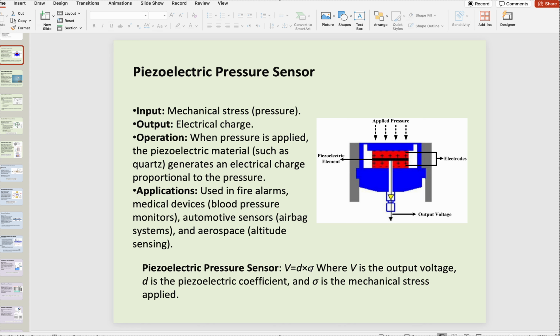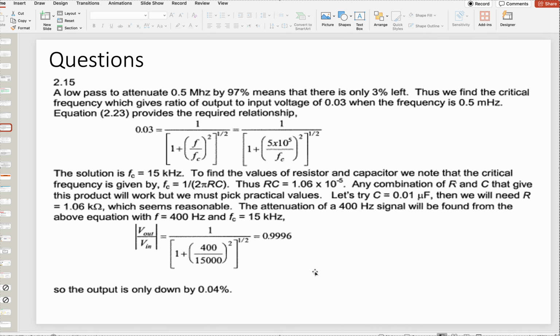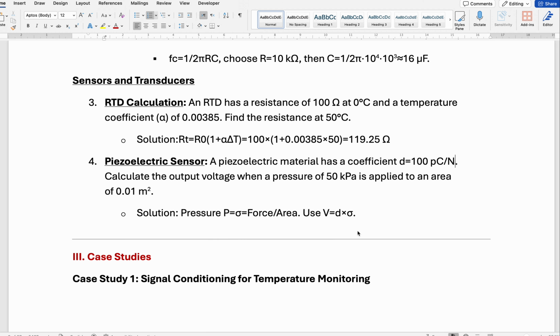So V is equal to D times sigma. Yeah, so that is the equation. A piezoelectric coefficient has a coefficient of D equal to 100, and this is just a unit. Calculate the output voltage when the pressure is 50 kilopascal. So we have here a pressure of 50 kilopascals applied to an area of 0.01 meter square. Now, if we have pressure and we have area, we can find the force. So in this case, we can find the force, and then we can have the equation.